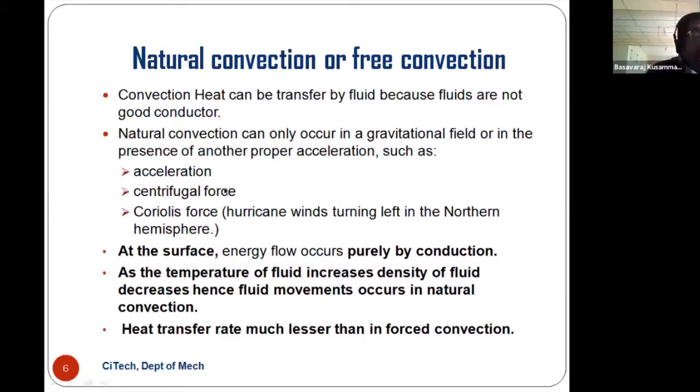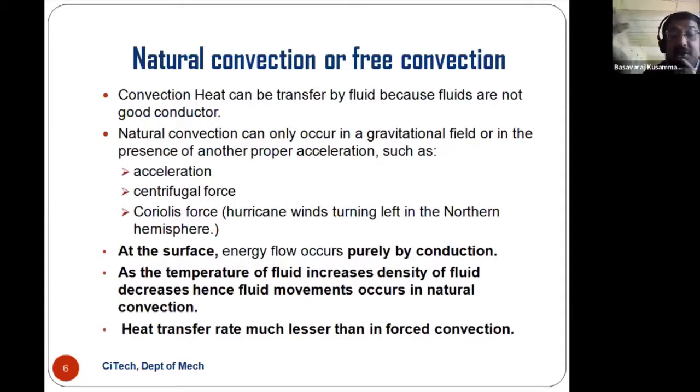What is the meaning of the centrifugal force? You know that one is acceleration. You know what the Coriolis force is? That is the hurricane winds turning left in the northern hemisphere. So the swirling action, in the ocean or in the northern hemisphere, that is what it is.